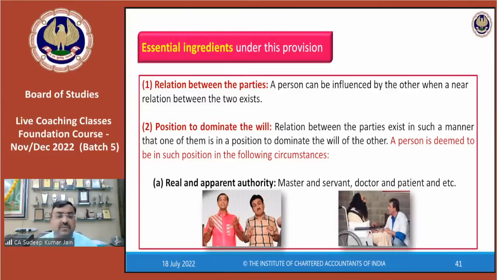A person is deemed to be in such a position in the following circumstances. First is real and apparent authority. For example, master and servant, doctor and patient, and something more. This is inclusive. So this is the relation where one party can influence the other against his will.